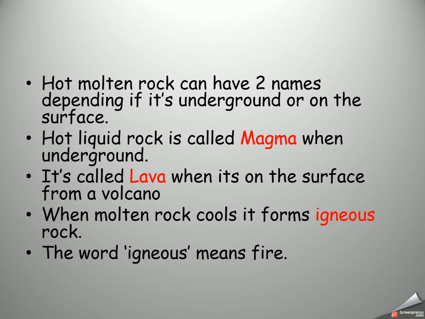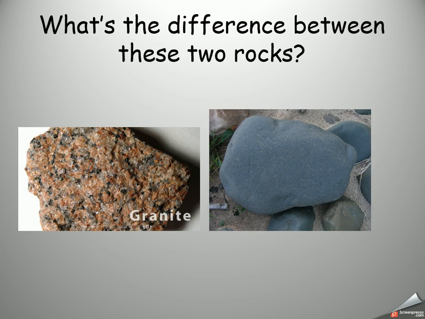So we need to know a little bit more about igneous rock, don't we? What's the difference between these two rocks? Well, if you look closely, you can see that these crystals are so small that you can't see them, whereas these crystals are quite big, you can see them everywhere, can't you? Like granite.